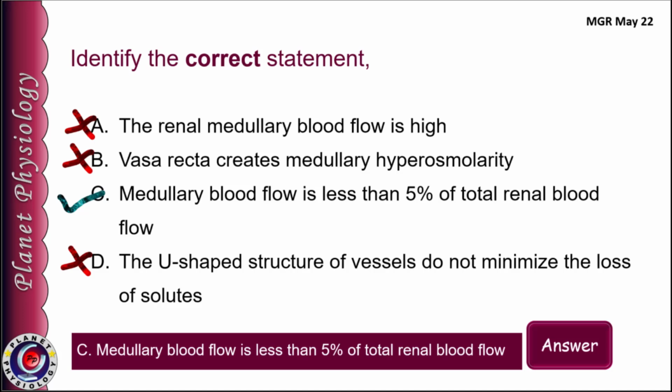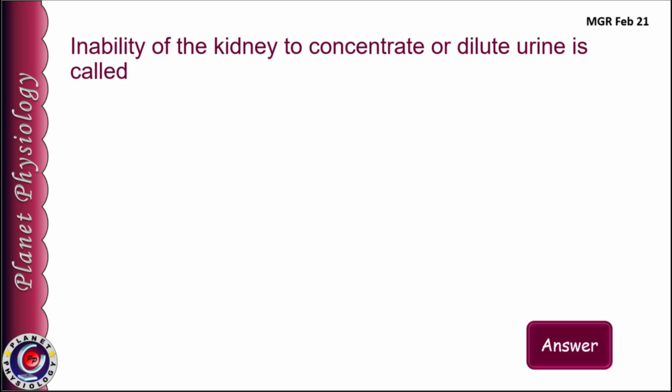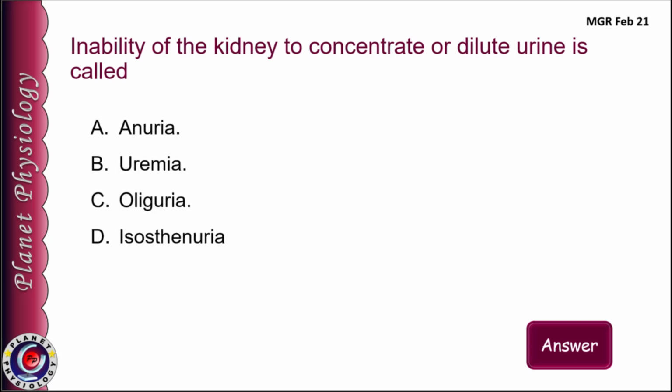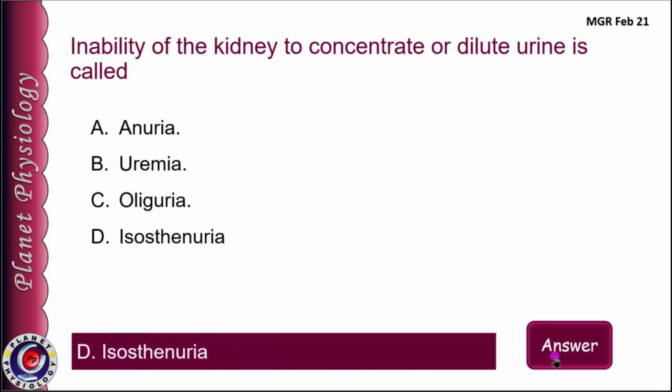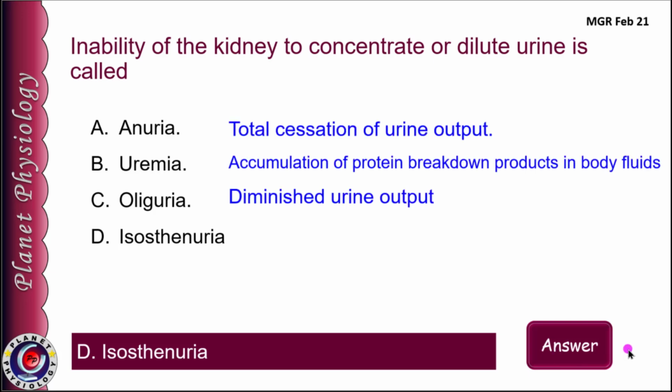Another question on the same topic. Inability of kidneys to concentrate or dilute the urine is called: A. Anuria, B. Uremia, C. Oliguria, and D. Isostenuria. And the answer is D, isostenuria. Anuria is total cessation of urine output and oliguria is diminished urine output. Uremia refers to accumulation of protein breakdown products in the body fluids.